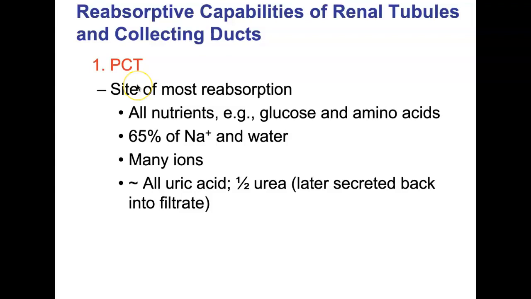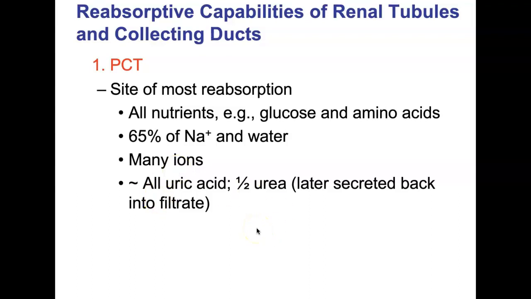So the PCT, one thing to keep in mind is that this is the site of most reabsorption. So essentially all nutrients such as glucose and amino acids are being reabsorbed. 65% of the sodium and water are being reabsorbed. A lot of those ions that we just looked at previously are being reabsorbed.